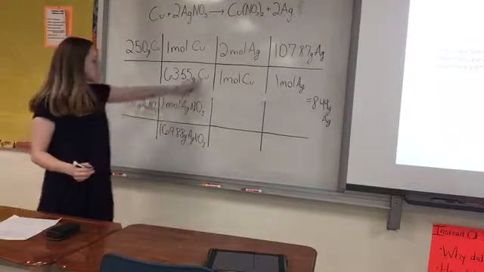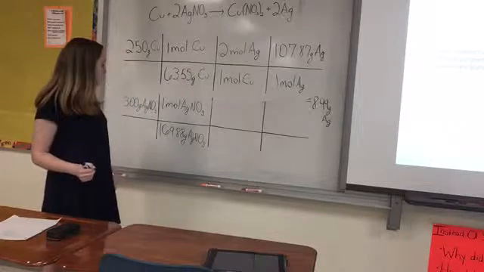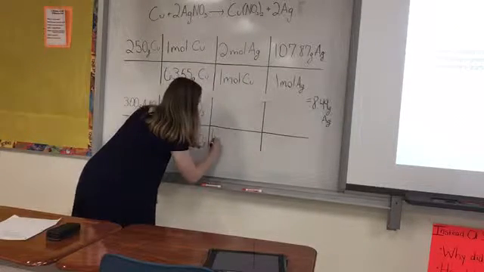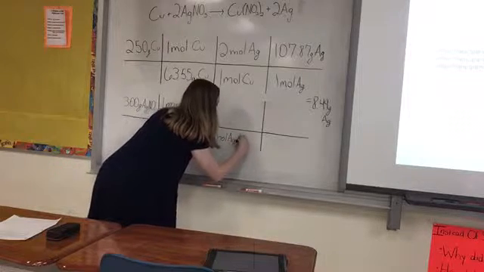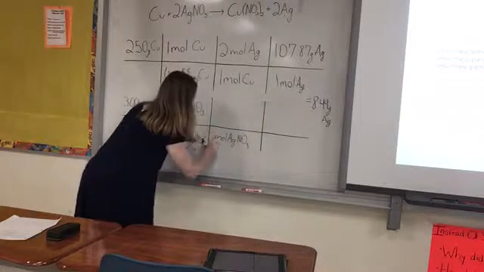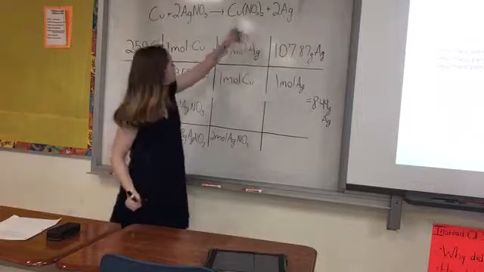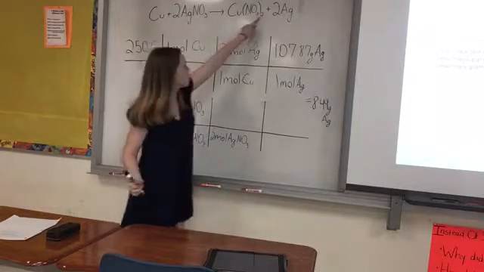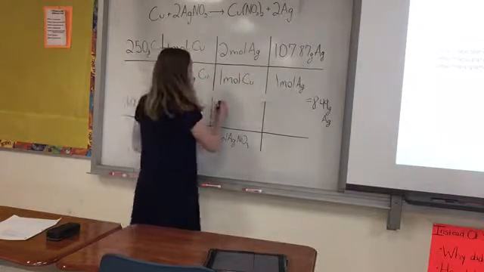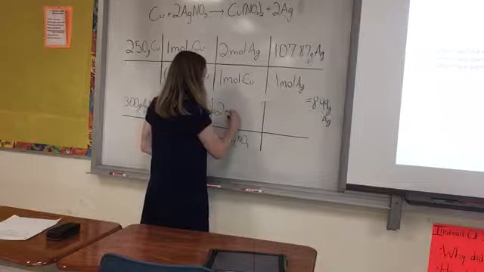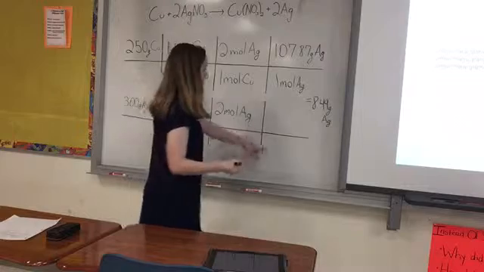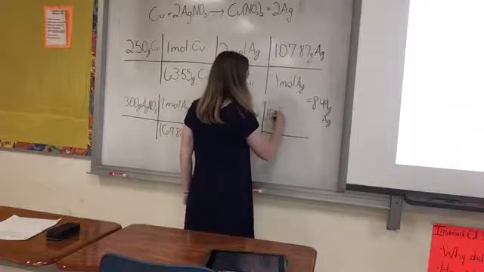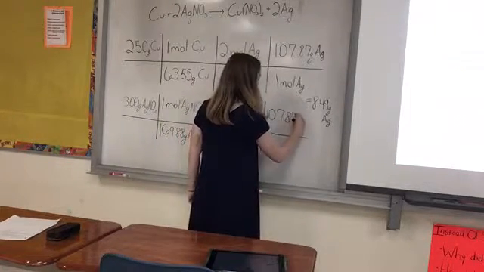And then we're going to do the same thing using the mole ratio. So in this one, our silver nitrate goes in the bottom. So we have 2 moles of the silver nitrate, and then again we're going to use silver, so we have 2 moles of silver. And then our last step is exactly the same, you're just converting this to grams.